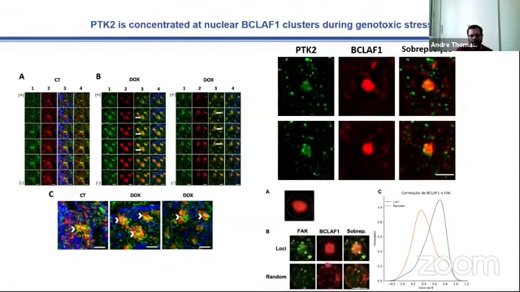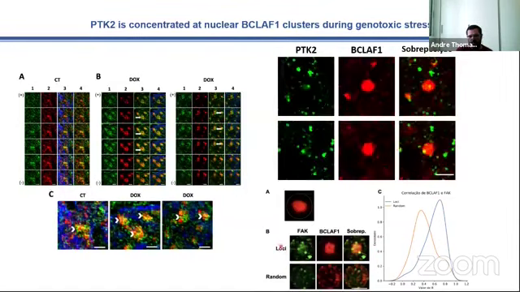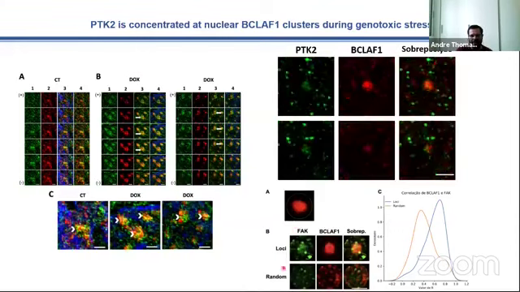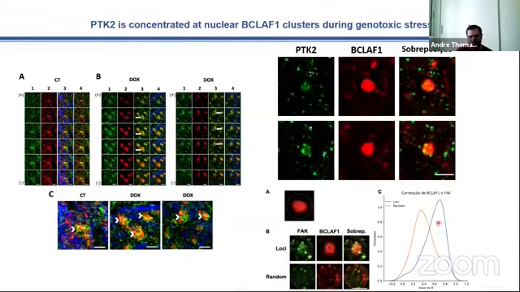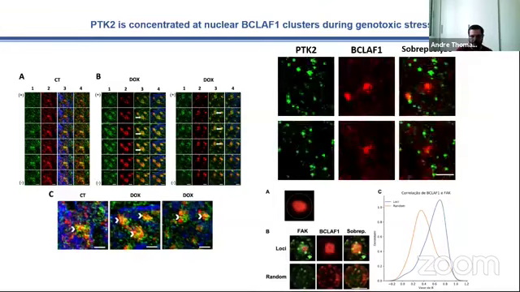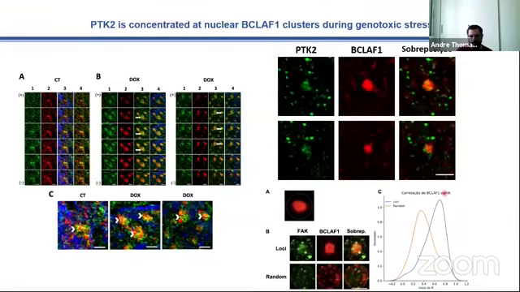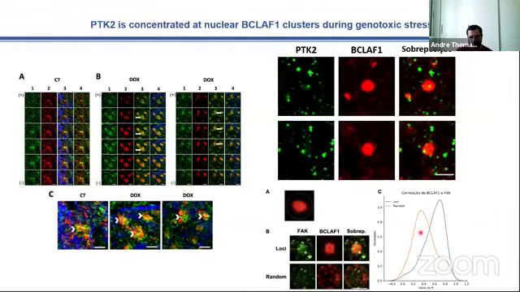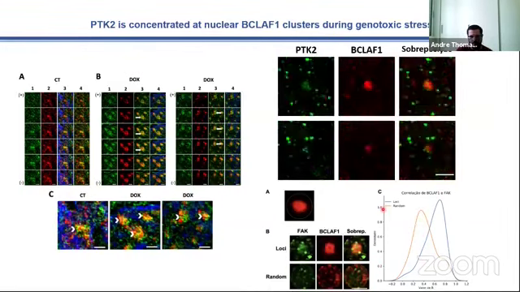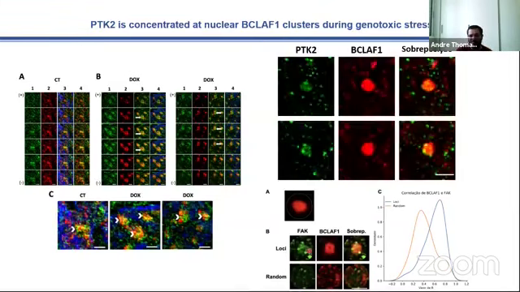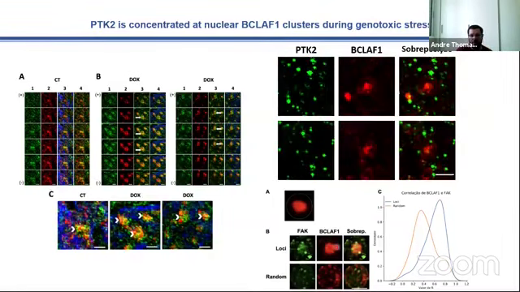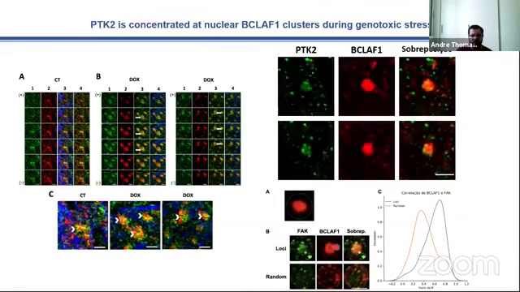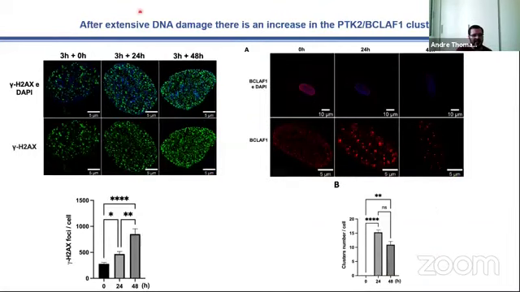If we compare the clusters of BCLAF1 and FAC with the random regions, we see a position correlation of the loci of about 0.8, and a correlation of 0.4 in the random positions. This means that whenever we have a cluster of BCLAF1, we also have a cluster of FAC. And after extensive DNA damage, there is an increase of PTK2 and BCLAF1 clusters.